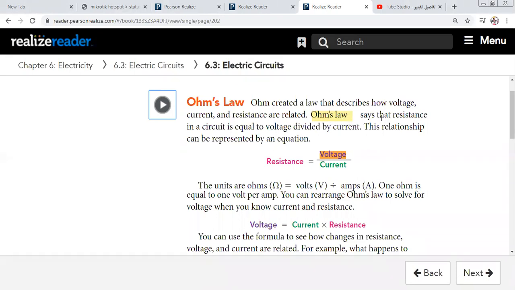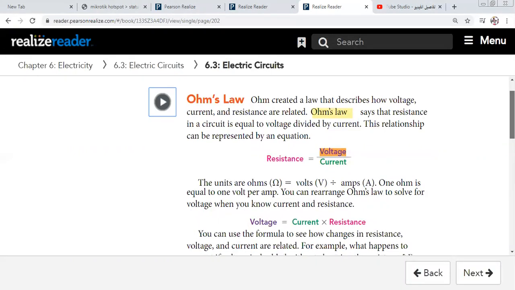Ohm's law says that resistance in a circuit is equal to voltage divided by current. This relationship can be represented by an equation: resistance equals voltage divided by current.